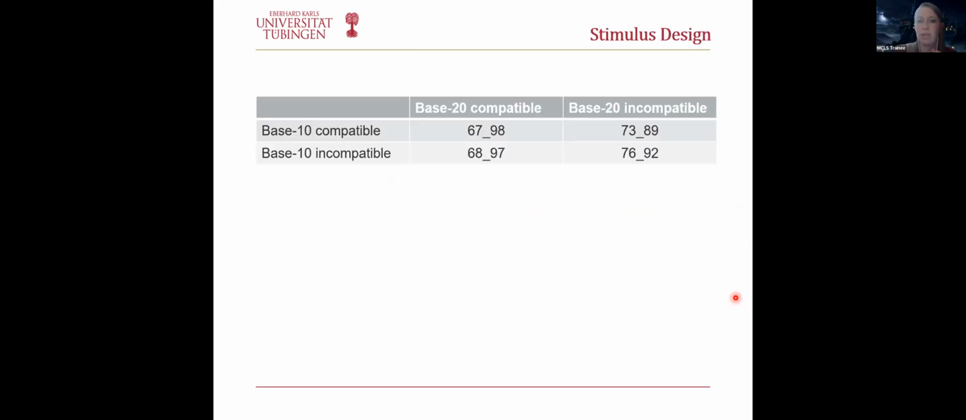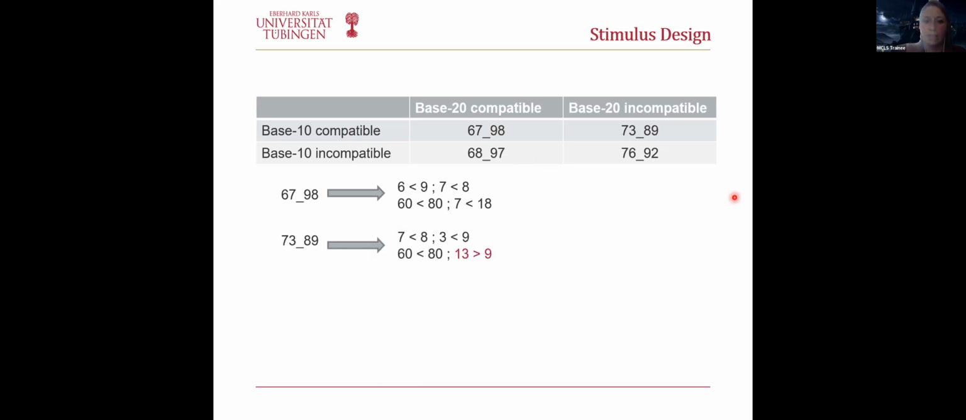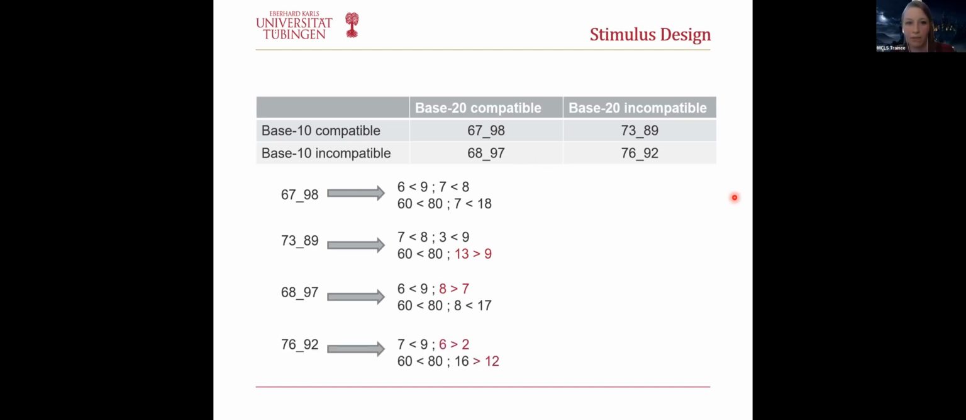So we created different conditions that would fall into one of these 4 cases. Just to give you some examples, 67 and 98 is both base 10 and base 20 compatible. 73, 89 is, although it is base 20 incompatible, still base 10 compatible. 68 and 97 would then be base 10 incompatible, but base 20 compatible. And then you can also have base 10 and base 20 incompatible.